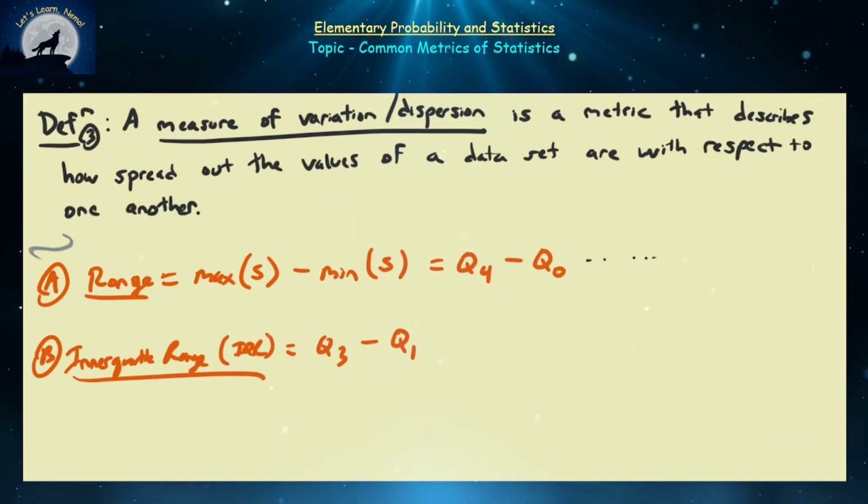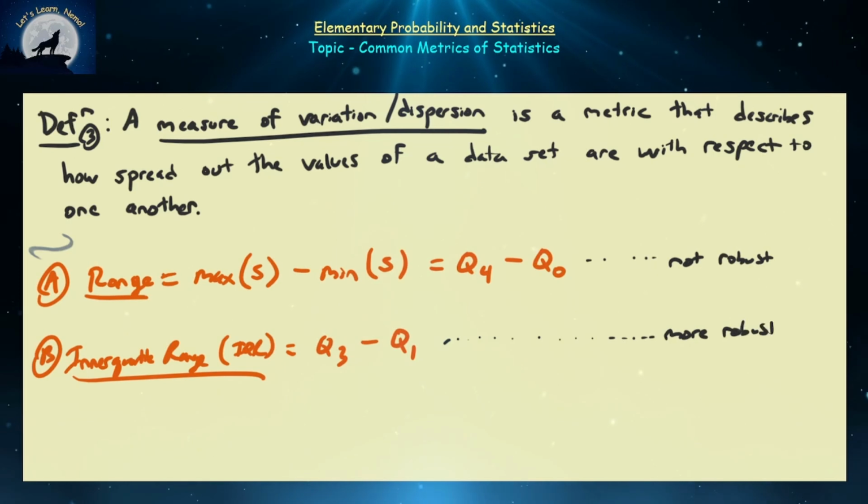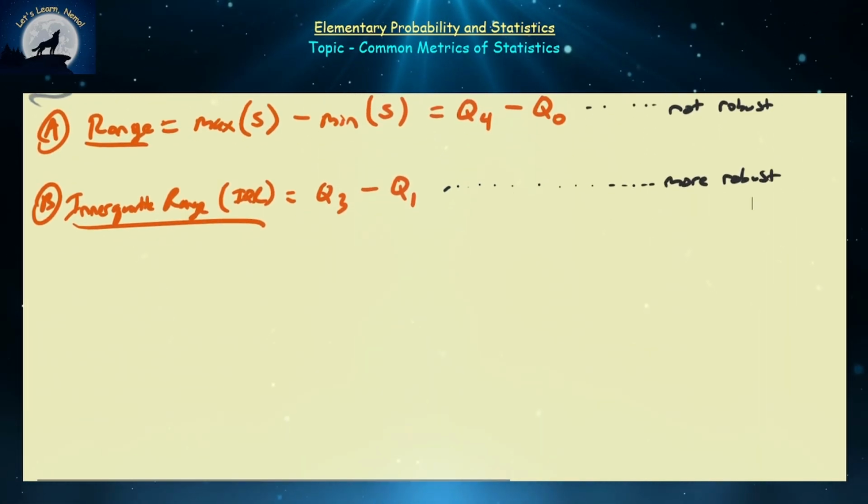So it's very easy to see that the outliers are usually going to be on the left tail or the right tail most of the time. So this range is obviously not robust at all compared to the inner quartile range, which will be more robust compared to the range. Right, and that's just because outliers are usually on the tails.